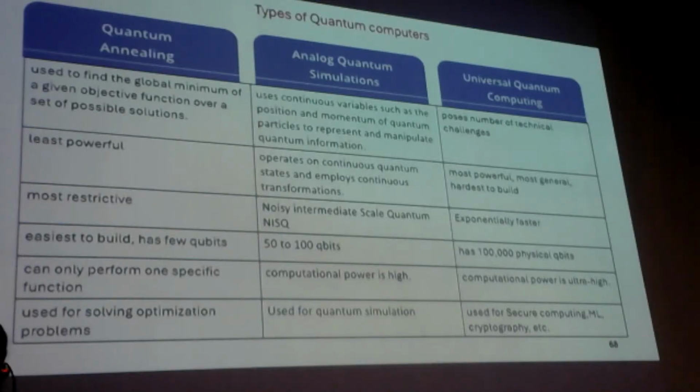Then universal quantum computing poses a number of technical challenges. Most powerful, most general, hard to build, exponentially faster, and needs more than 100,000 physical qubits. Computational power is ultra high. High was the previous one, this is ultra high. Used for secure computing, machine learning, cryptography, etc.